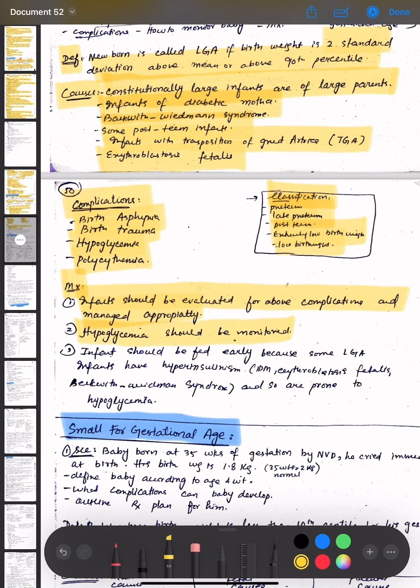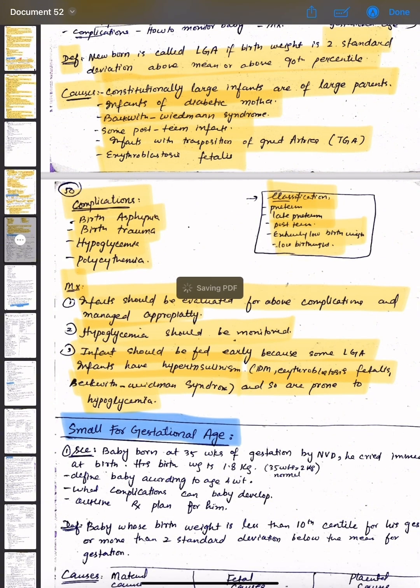Hypoglycemia should be monitored, and infants should be fed early because some large for gestational age infants have hyperinsulinemia, that is infants of diabetic mothers, erythroblastosis fetalis, Beckwith-Wiedemann syndrome, and so are prone to hypoglycemia. So care should be taken of these conditions, that the following complications can occur in the large for gestational age baby. So one should be careful while treating it.